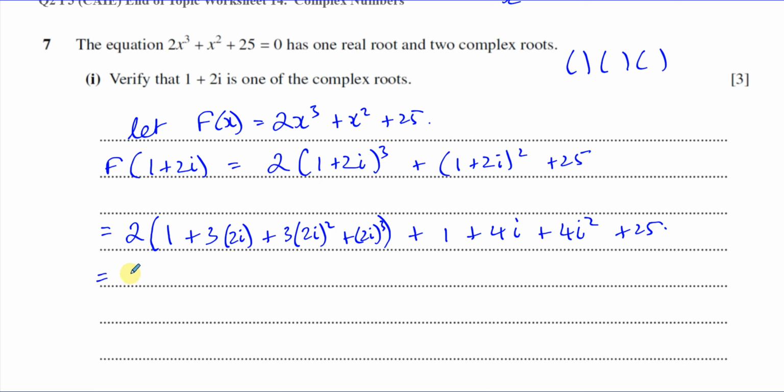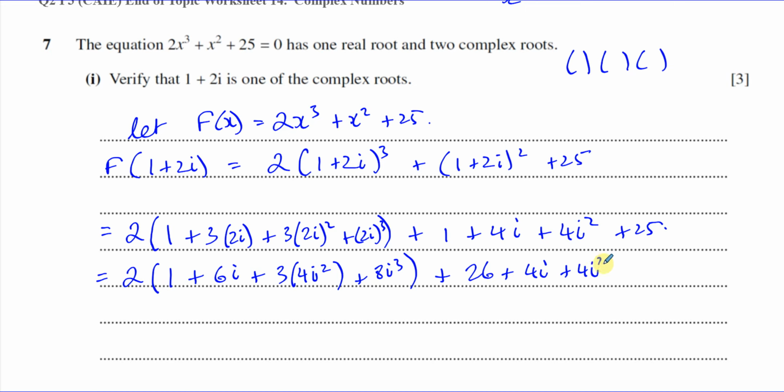So now we have 2, and let's simplify this. You have 1 plus 6i plus, now be careful here. A lot of people would multiply this out and put 4i squared. No, I would always suggest you square this first in case you make that mistake. So that's 4i squared, then times 3, plus 2i all cubed, which is 8i cubed. Close the bracket for this 2 times all of that, plus 1 plus 25, which is 26, plus 4i squared. Let's leave it like that for now.